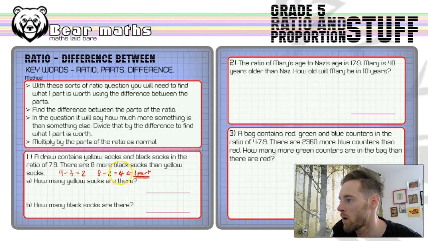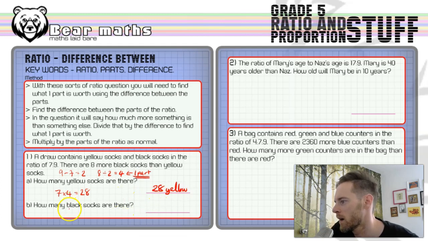Okay, so if one part of our ratio is worth 4, then 7 parts of our ratio is worth 28, and yellow is worth 7 parts. Okay, so 28, we're going to do that multiplication there. 7 multiplied by the 4 is equal to 28. So it's 28 yellow socks in the drawer.